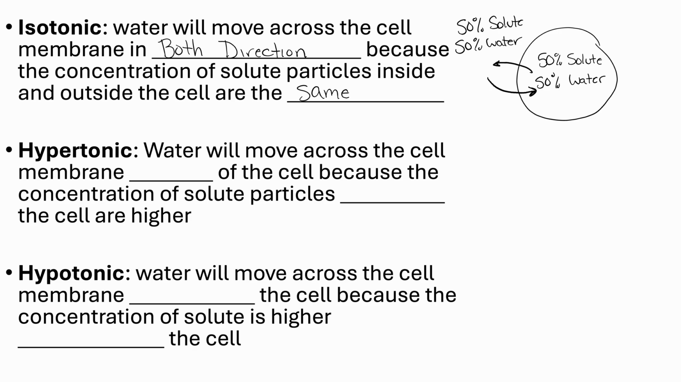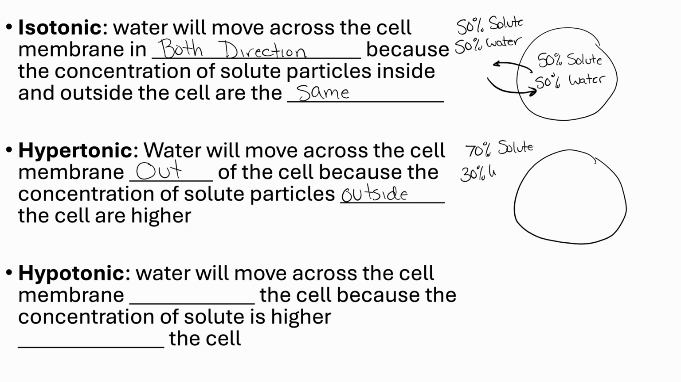Now, a different condition is a hypertonic condition, and this is where water will move across the cell membrane, and it's going to move net movement out of the cell because the concentration of solute particles outside the cell is higher than inside the cell. So again, in this case, we have our cell, and let's just say we have 70% solute outside the cell, which means we have 30% water. Now, in the cell, we still have this 50% solute and 50% water.